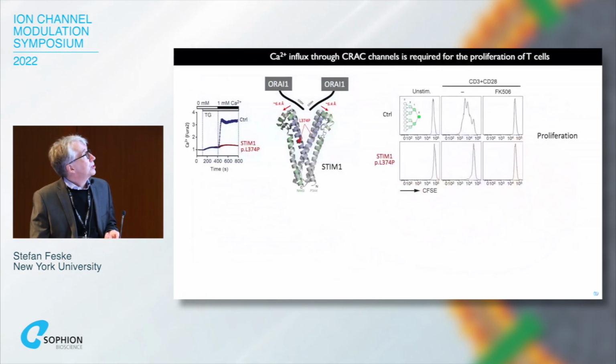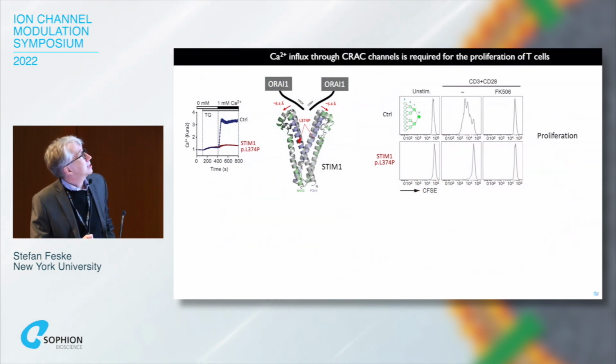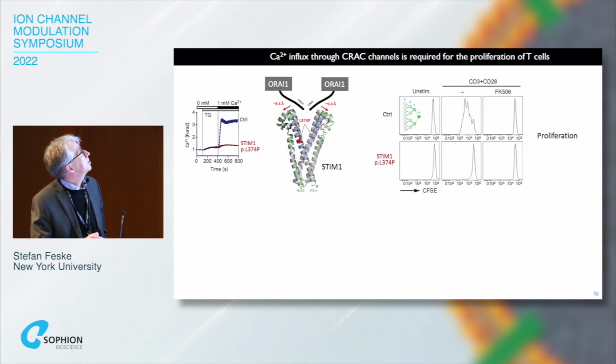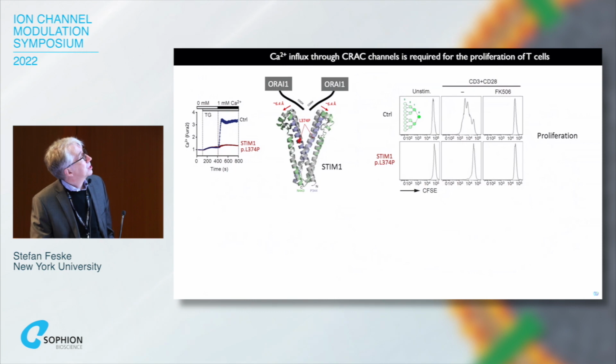So the proliferation defect was one of the first defects that we observed, and I just want to show you two slides why we think that is the case. We took a patient with a STIM1 mutation that does not abolish protein expression but abolishes calcium influx, and then we stimulated these cells and looked at proliferation. You can do this with a dye called CFSE. You can basically measure the dilution of the dye with each cell division.